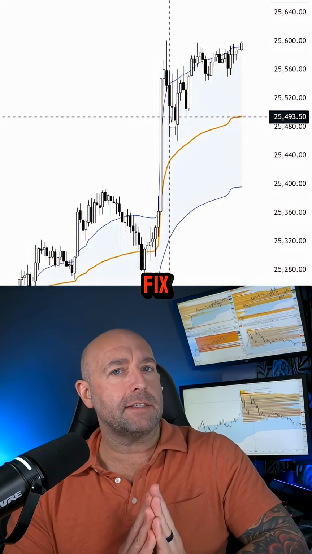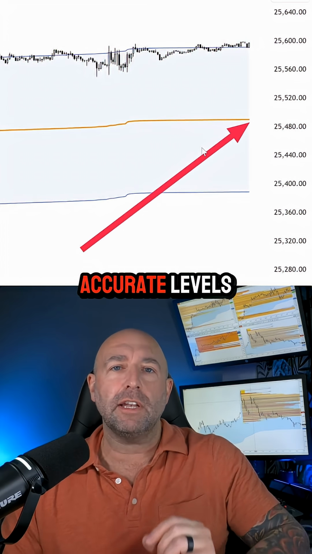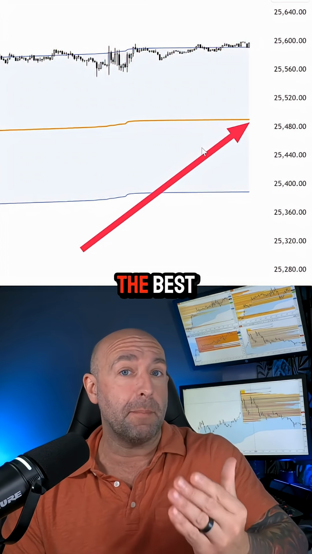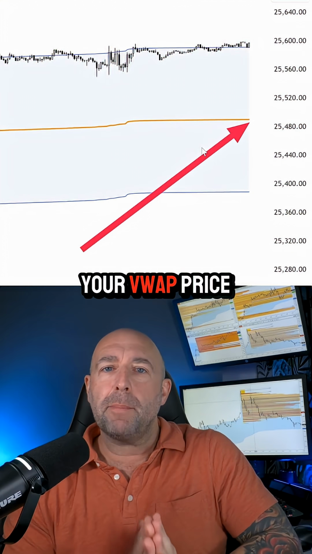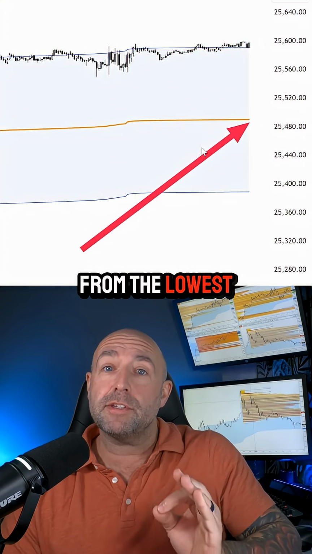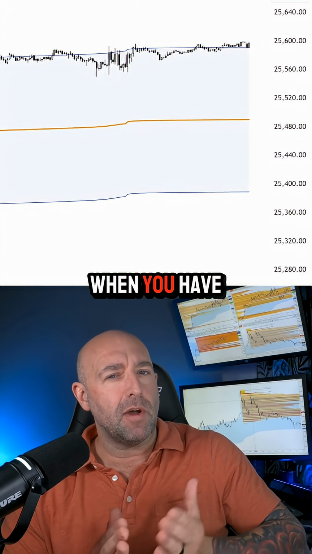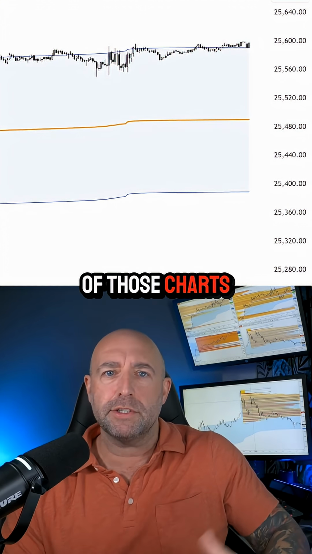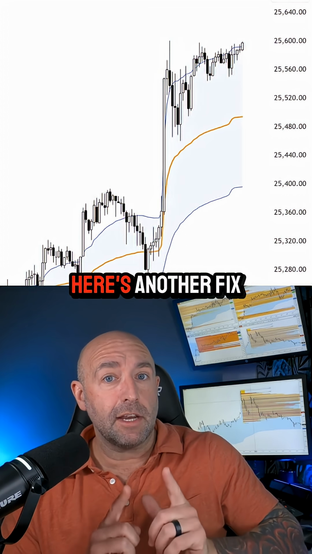So what's the fix? You're always going to get more accurate levels on the lower time frame. So generally the 1 minute is going to be the best. So always take your VWAP price and its deviations from the lowest time frame you can. This is easy when you have multiple charts or even multiple monitors. You only need to see the VWAP on one of those charts. However, if you're limited on space, here's another fix.